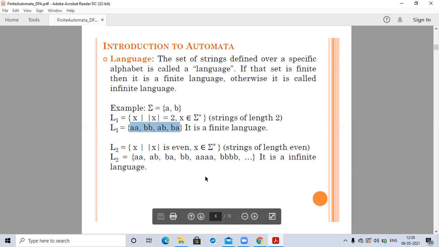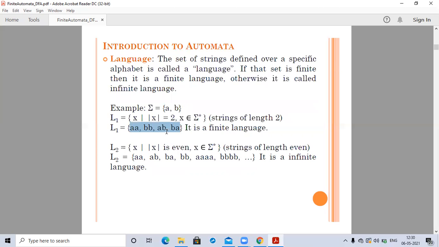So like that we have the length 4 strings too, and come up to so on. This "so on" is indicating that you may have any number. It's not finite. It's an infinite number of strings that appear in this particular language. So we are saying this language is an infinite language. This is the basic difference between our finite language and the infinite language.